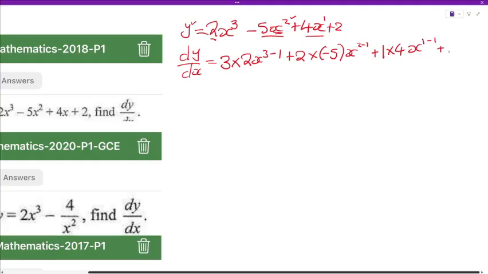Plus we have a constant there. Whenever you are differentiating a constant, you need to add an x and raise it to the power of 0. So this one is going to become x to the power of 0. Whenever you are integrating or differentiating a constant, you add an x, raise it to the power of 0. So here, what is the power of x? The power of x is 0. So we are going to say 0 times the coefficient of x, which is 2.